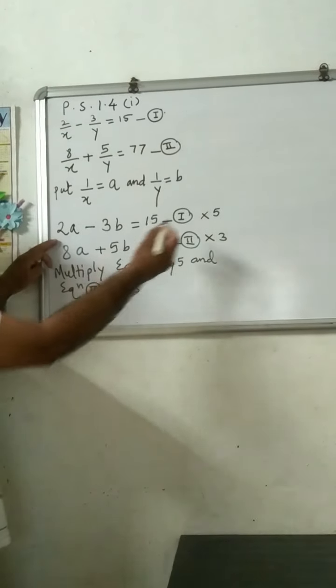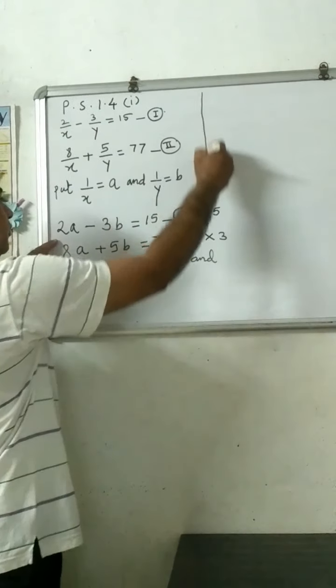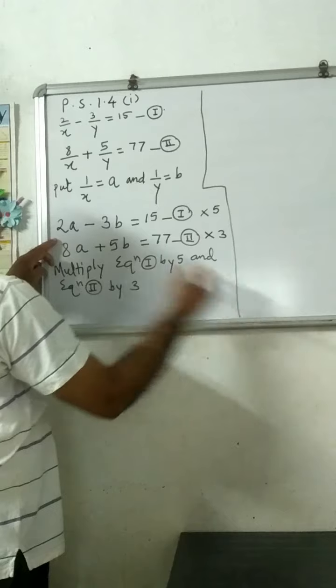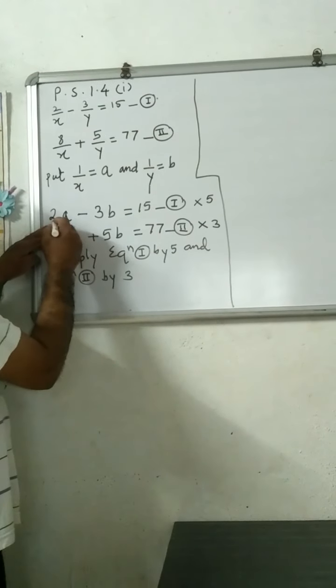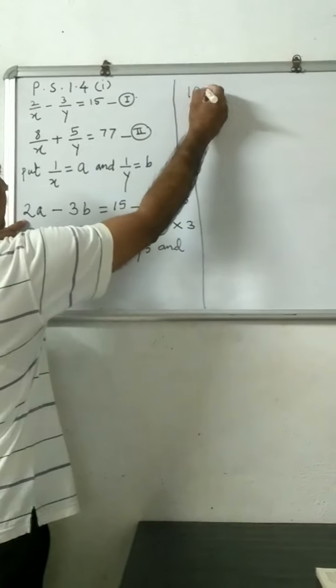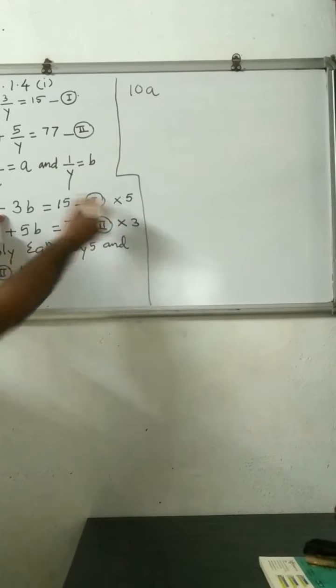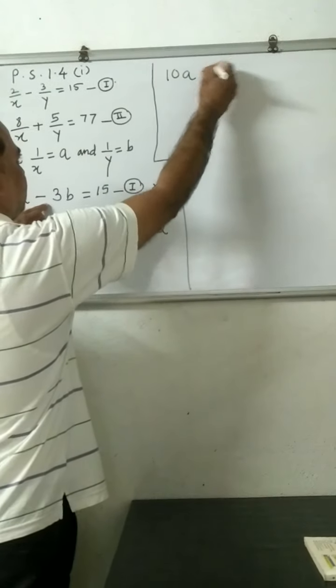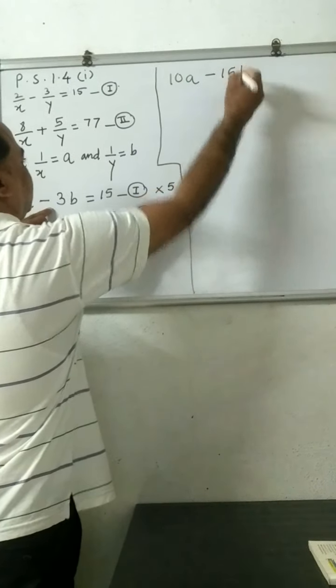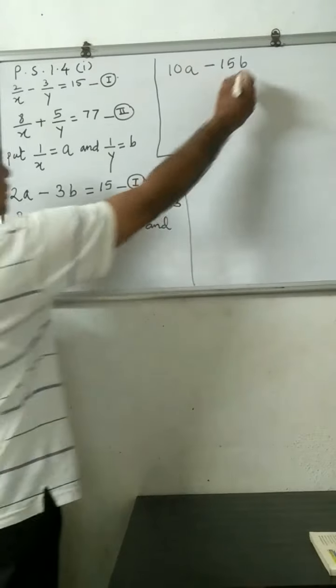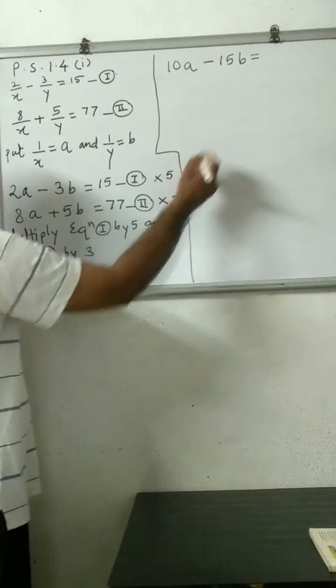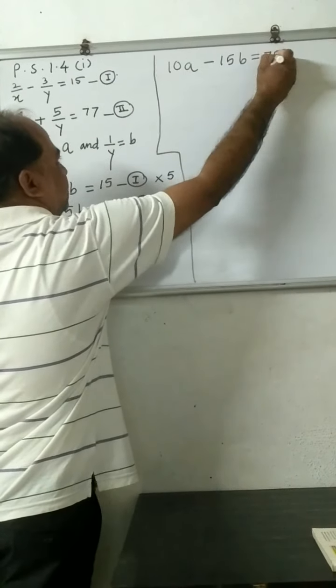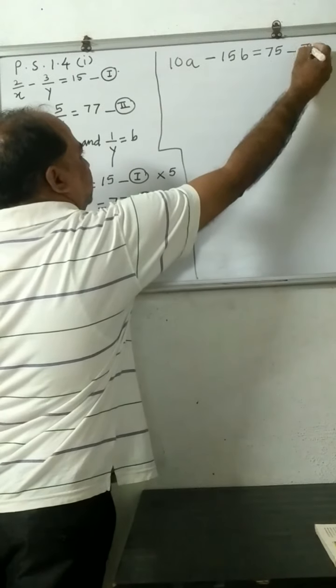So the given equation will transform to 5 2s are 10a, then 5 into 3b minus, 5 3s are 15b, is equal to 15 5s are 75. This will be your equation number third.